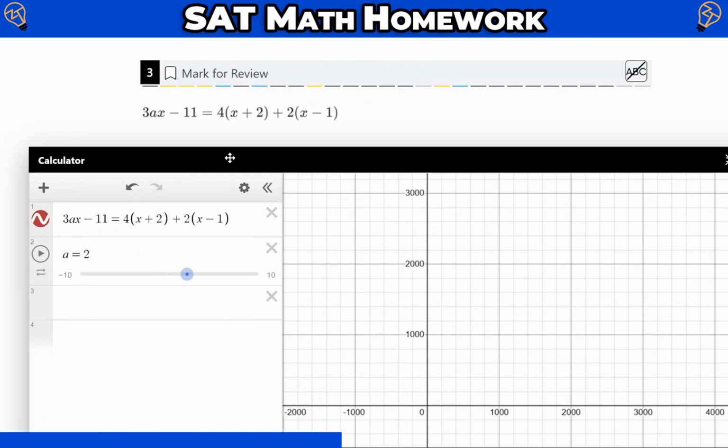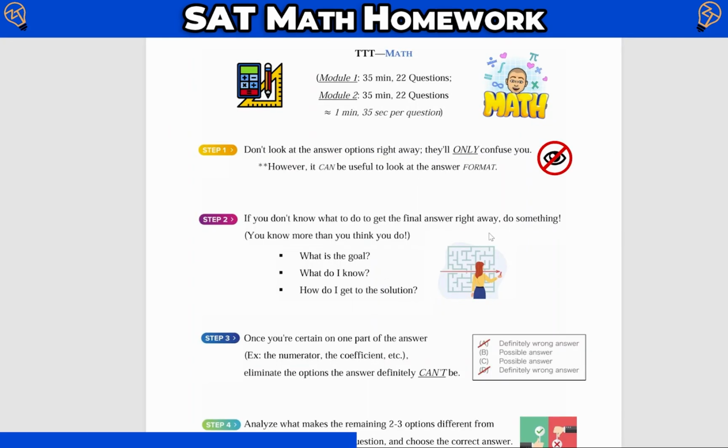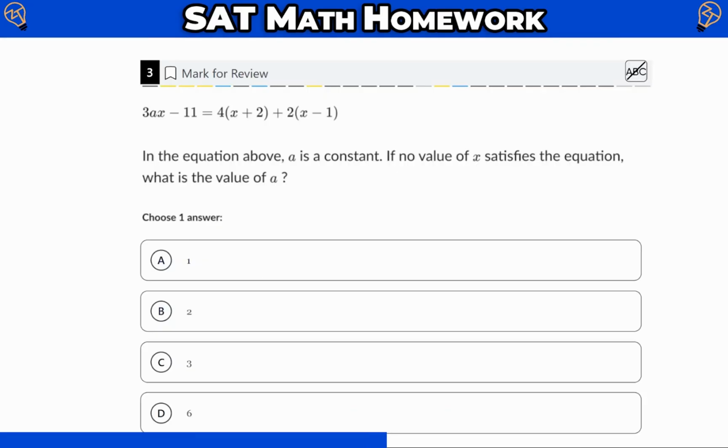But in case you're curious what's really going on there, if I were totally stumped, remember, we want to do something, which is what we see here in step 2 of the Triple T math. Why? Because you know more than you think you do. So if nothing else, when I see some monomial outside parentheses, I know I can distribute. So let's go ahead and do that. I'm going to rewrite it down here because I know I'll run out of space otherwise. So 4x plus 8, and then I'll distribute this 2.